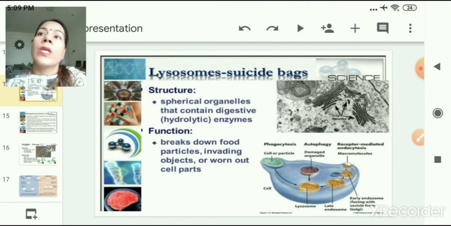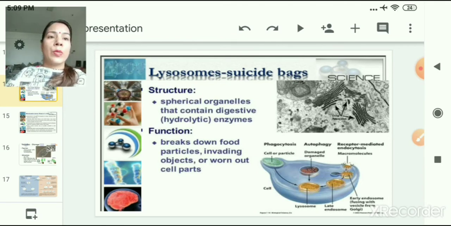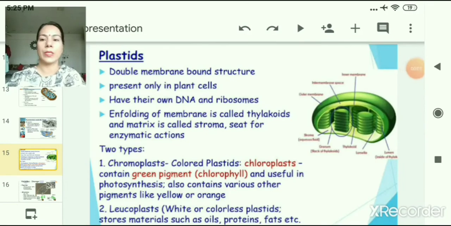Structurally, lysosomes are membrane-bound sacs which are filled with digestive enzymes, and these digestive enzymes are made by rough endoplasmic reticulum. Plastids are present only in plant cells. There are two types of plastids, chromoplast and leucoplast. Chromoplasts contain various colors, and leucoplasts are white or colorless. Plastids containing the pigment chlorophyll are known as chloroplasts.